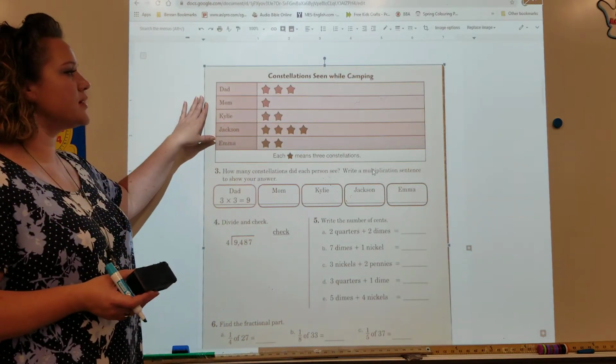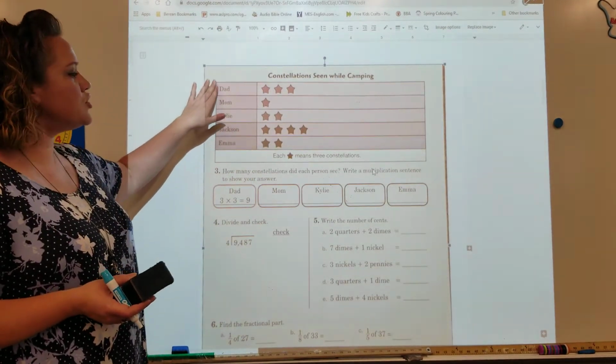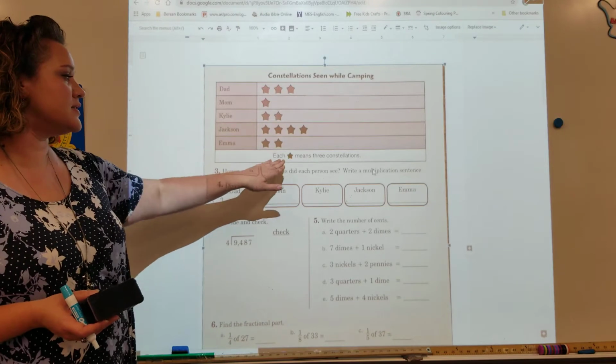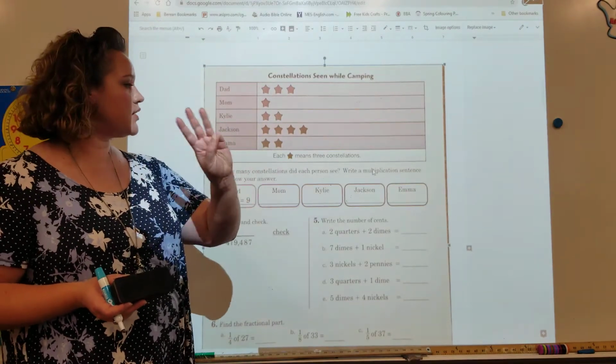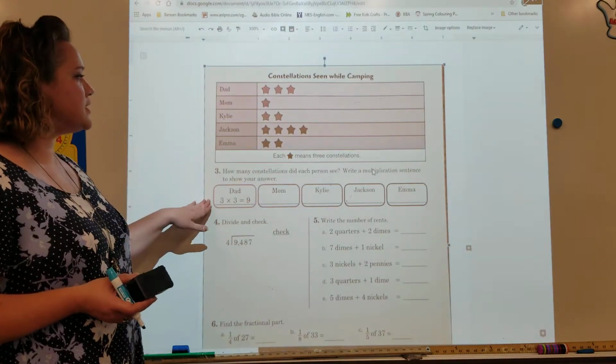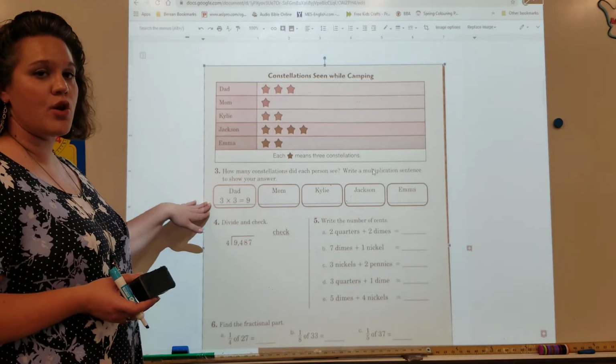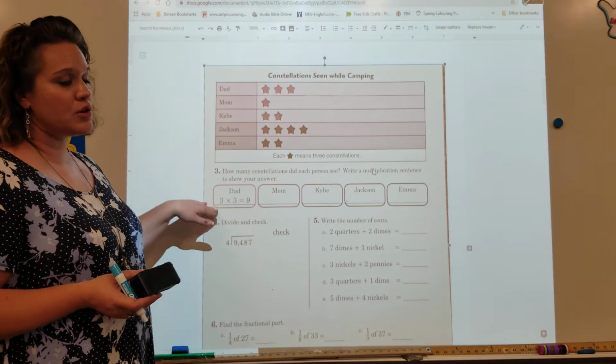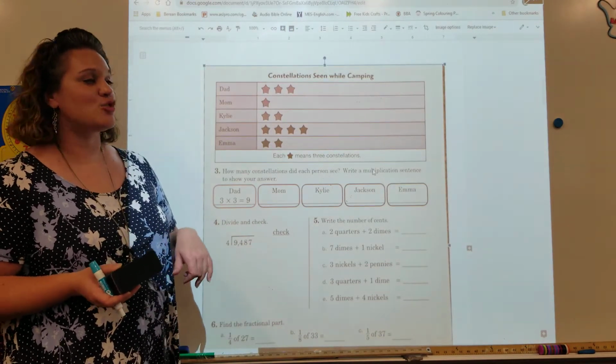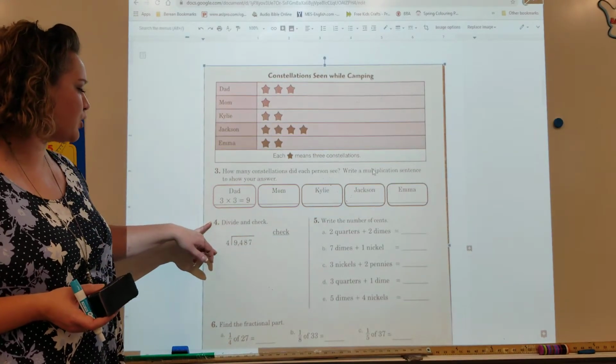So you're going to do your constellations while you were camping. I want you to read your graph carefully because each star means that it was really 3 constellations. They did Dad's example for you so you know how to multiply. Your factor that you're multiplying by, I'm going to tell you, is 3. So you need to figure out what to multiply by 3.